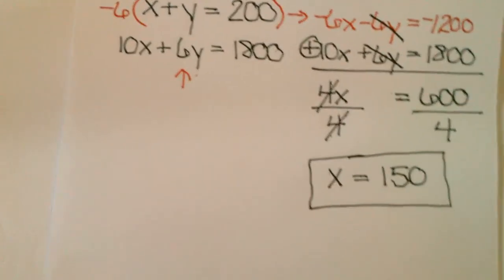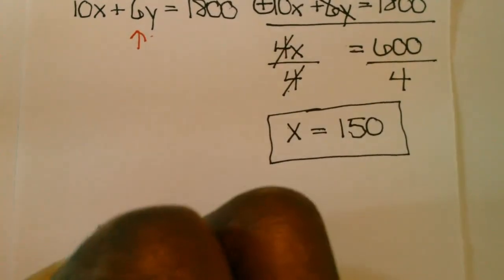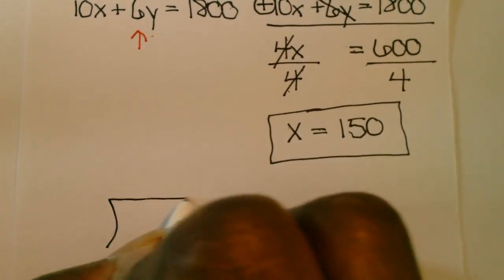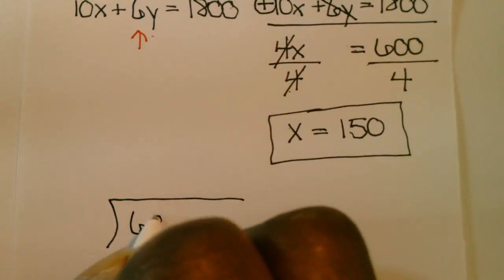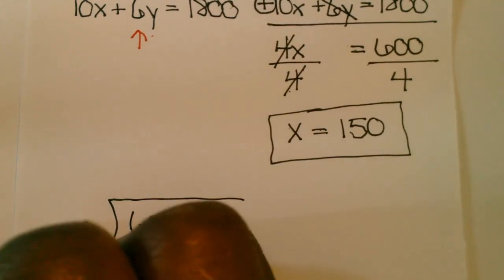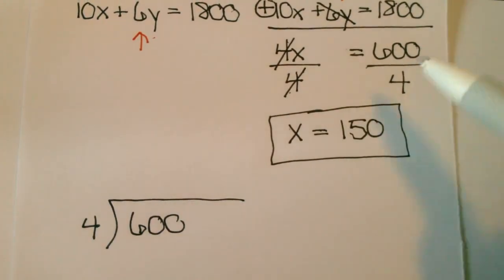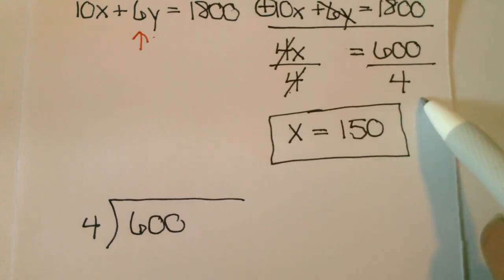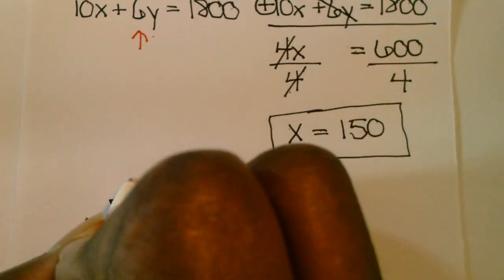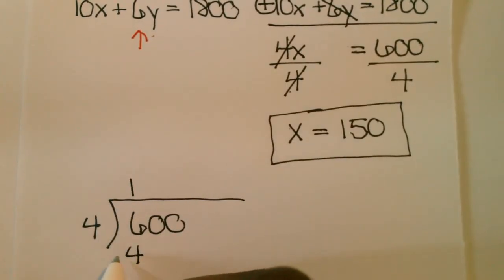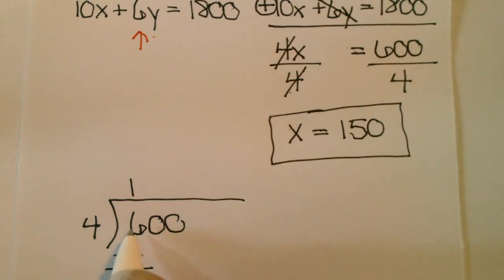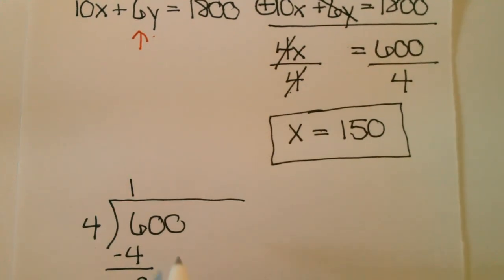What do you mean? Like show you how to do it? So if you have your 600 and your 4, your numerator always goes underneath. Your denominator stays on the outside. So how many 4's can go into 6? 1. So 6 minus 4 gives me 2.